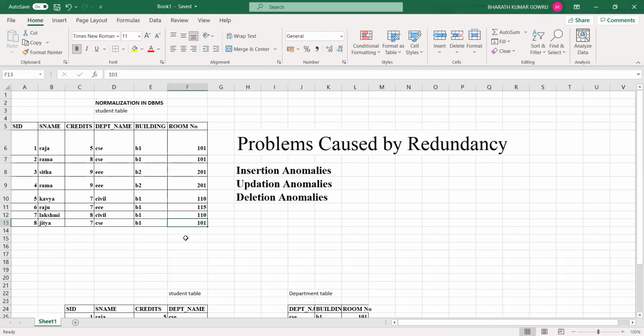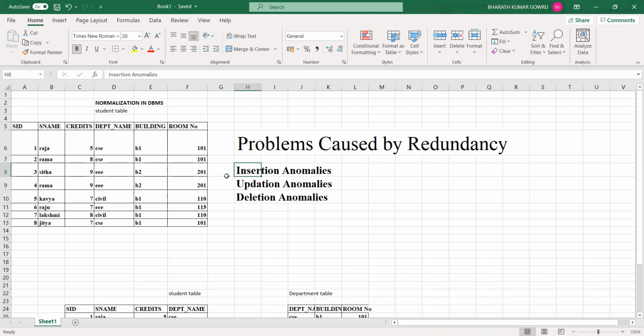Now we will see how to rectify these types of problems. What is the meaning of insertion anomalies? The problems caused by redundancy are insertion anomalies, updation anomalies, and deletion anomalies. First we will see the meaning of insertion anomalies.